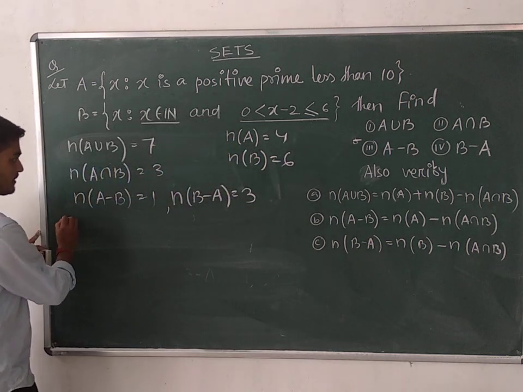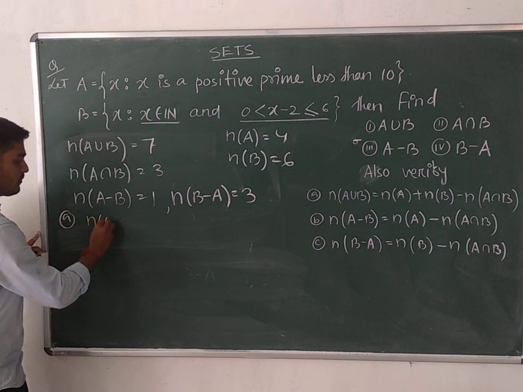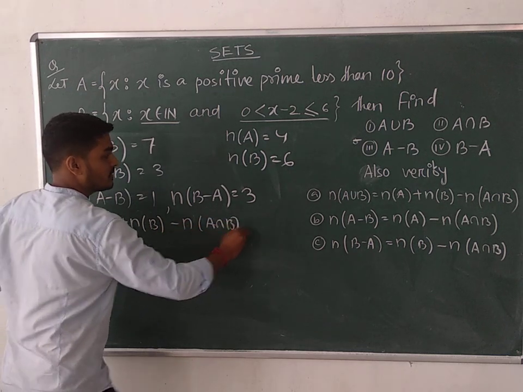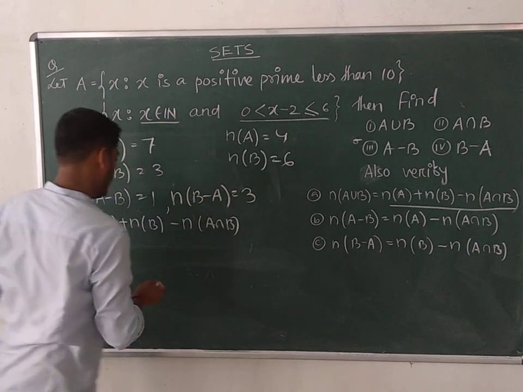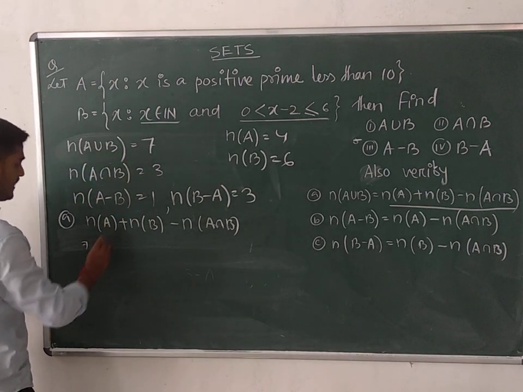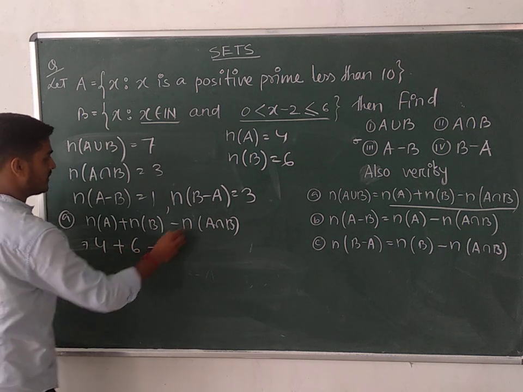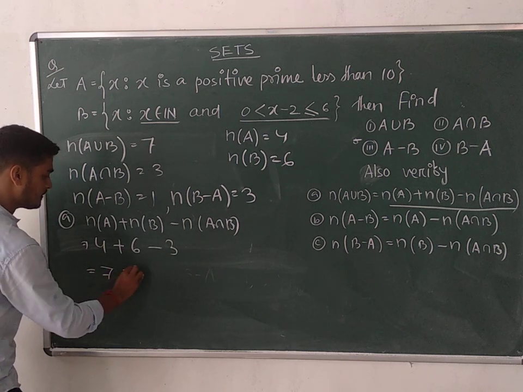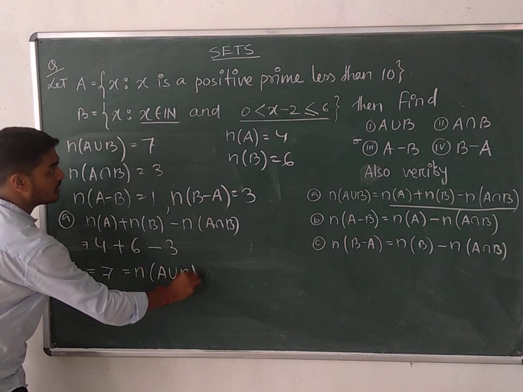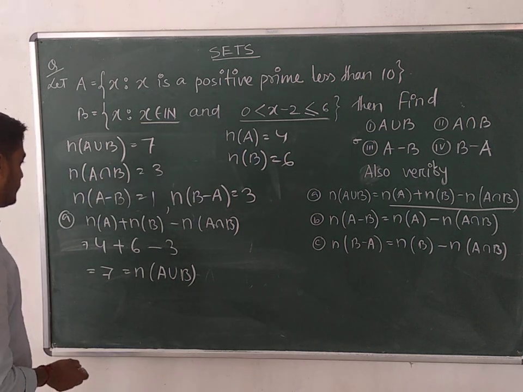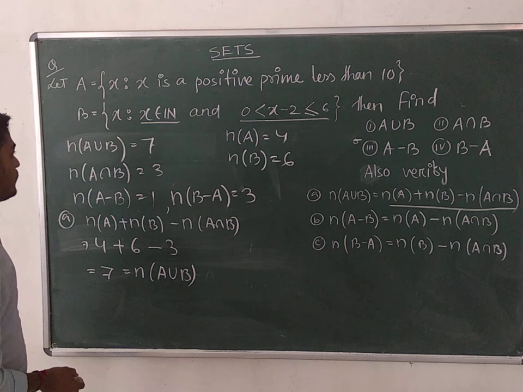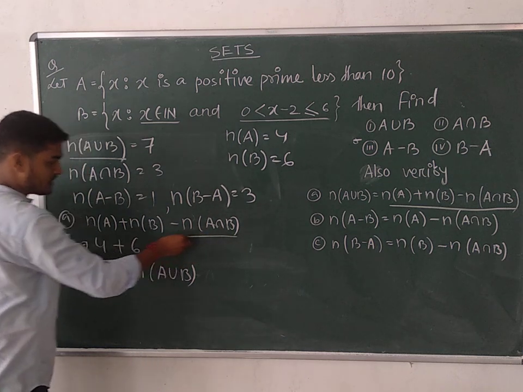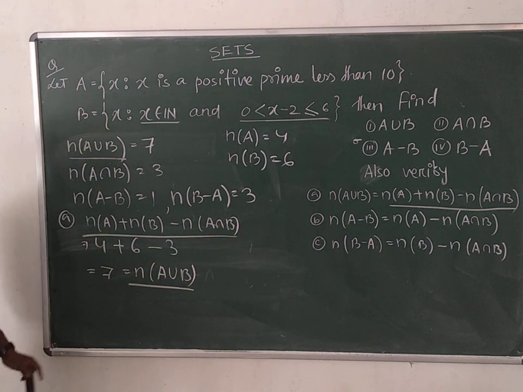So first one, what is given? n of A plus n of B minus n of A intersection B. We'll try to find out the value of this one. n of A is equal to 4, plus 6, minus intersection value 3. So 6 plus 4 is 10, 10 minus 3 is equal to 7. This is nothing but the number of elements in A union B. That means the value of this expression is exactly equal to n of A union B always.